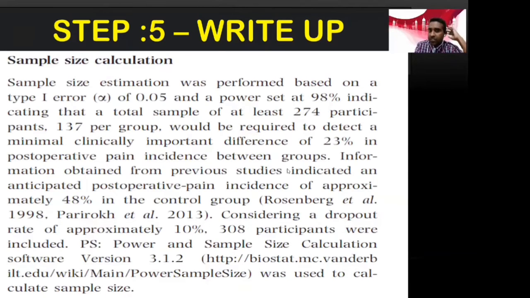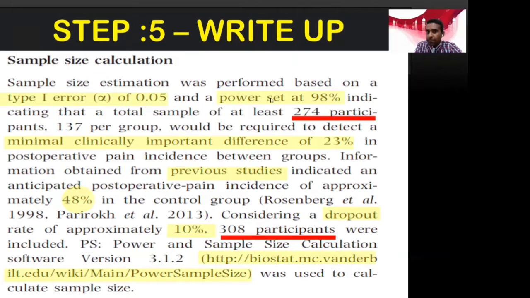Now let me read the sample size estimation. Sample size estimation was performed based on alpha at 0.05, power set at 98%, which indicated that 274 patients, 137 per group, would be required to detect a minimal clinically important difference of 23% in post-operative pain incidence between the groups. Information obtained from previous studies indicated an anticipated post-operative pain incidence of approximately 48% in the control group. References: Rosenberg and Falco.